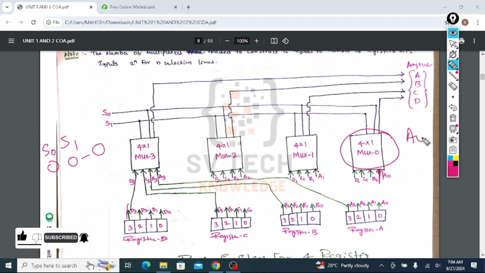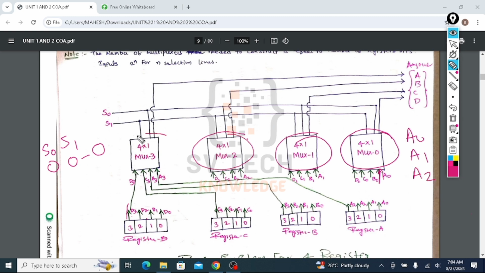And what is the 0th input of multiplexer 1? That is A1, it will be selected. And the 0th input of multiplexer 2? That is A2. And the 0th input of multiplexer 3? A3 will be selected. This means if the S1 and S0 signals are 0 0, the A register bits will be selected and sent to the bus.